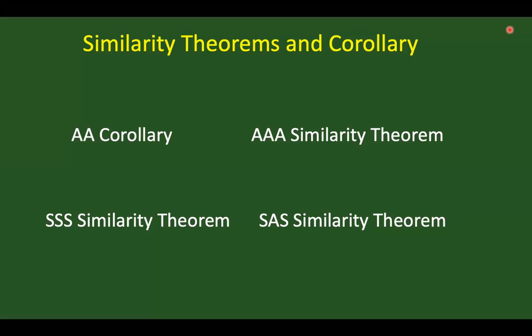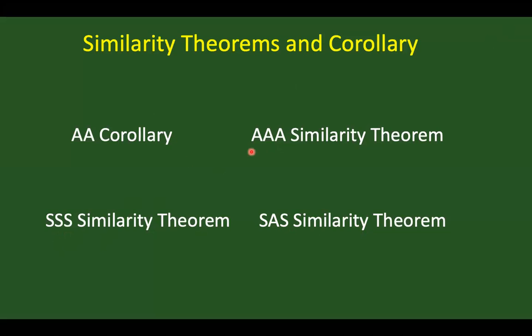We will be discussing triangle similarity theorems and corollary. Now, these are the following. We have the angle-angle corollary, the angle-angle-angle similarity theorem, or the AAA similarity theorem, the SSS similarity theorem, or the side-side-side similarity theorem, and the side-angle-side similarity theorem, or the SAS similarity theorem.